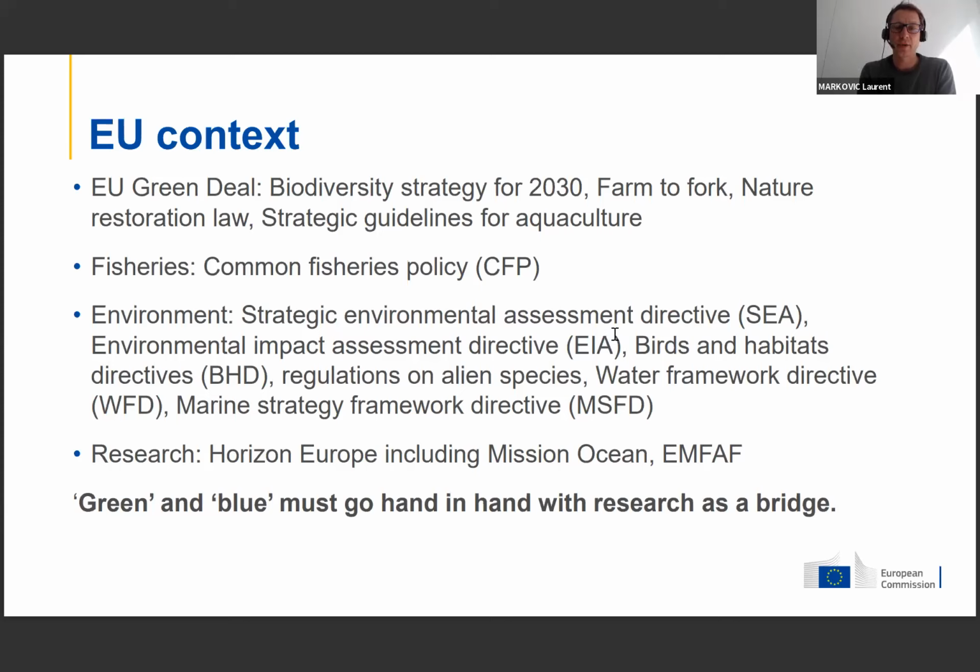And as far as environment is concerned, you have a number of directives, regulations and initiatives. I'll list them: the Strategic Environment Assessment Directive, the Environmental Impact Assessment Directive, the Birds and Habitats Directive, because as far as I understand, you may have aquaculture activities inside Natura 2000 sites. There's no mismatch between these two. Also, regulations on alien species, because in the process of importing new species into EU waters, aquaculture might also import alien species. The Water Framework Directive, which is mostly relevant for freshwater, and the Marine Strategy Framework Directive. At the end of the presentation, I will touch upon most of those regulations and directives.